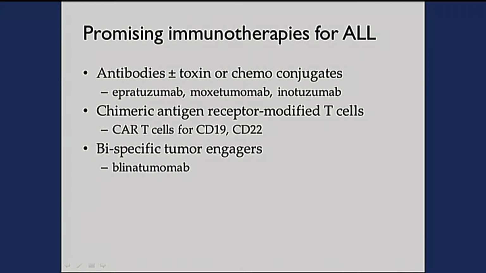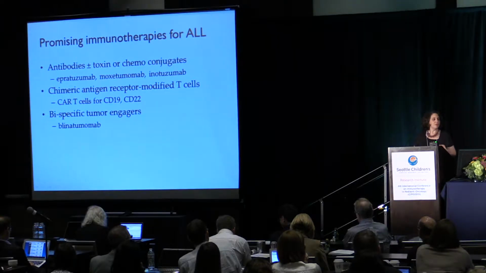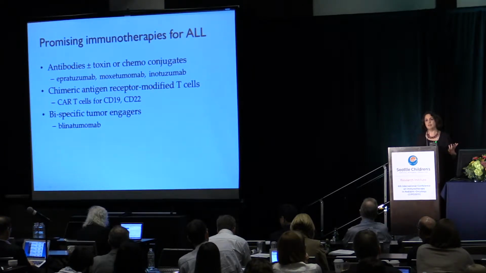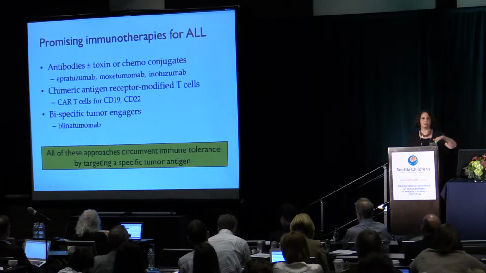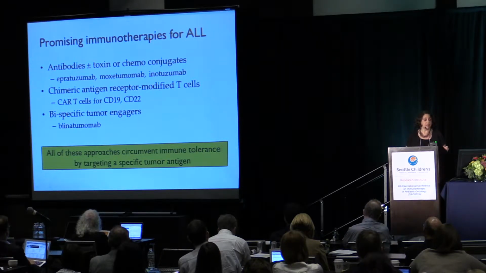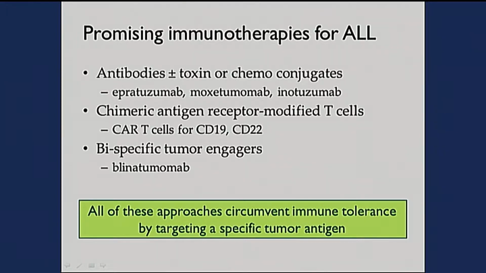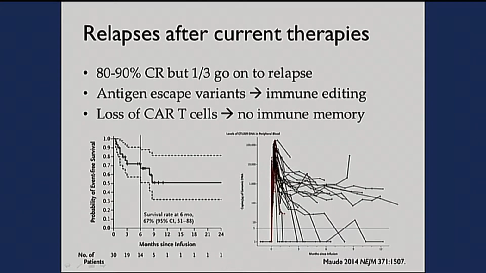Historically, it was tough, but of course, everyone here knows about the tremendous successes that have happened in recent years, typically relying on antigen targeting with antibodies, with or without toxin or chemotherapy conjugates, chimeric antigen receptor modified T cells, and bispecific tumor engagers. What these approaches all share in common is the circumvention of immune tolerance by targeting a single tumor antigen, usually with an antibody. And this has really changed the game.